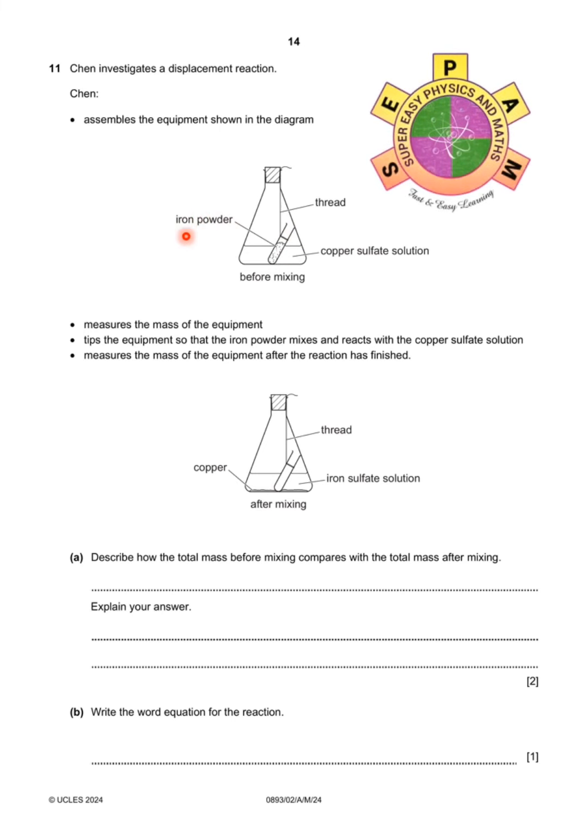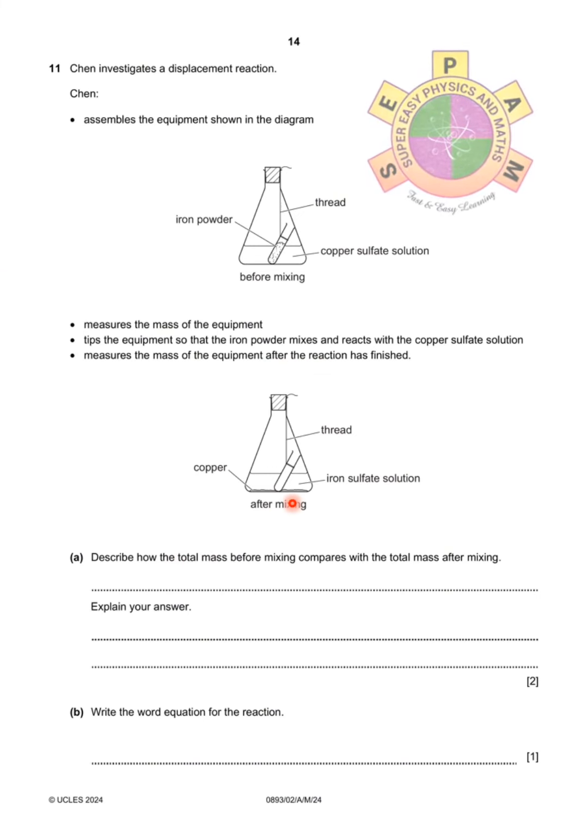So the point here is what? You have iron metal and copper metal. So you want to know your activity series, which one is higher in the activity series. Okay. Now measure the mass. Shen measures the mass of the equipment. Okay. Tip the equipment so that iron powder mixes and reacts with copper sulfate solution. Then measure the mass of the equipment after the reaction is finished.